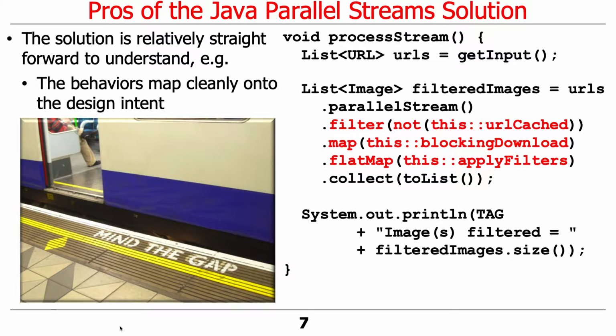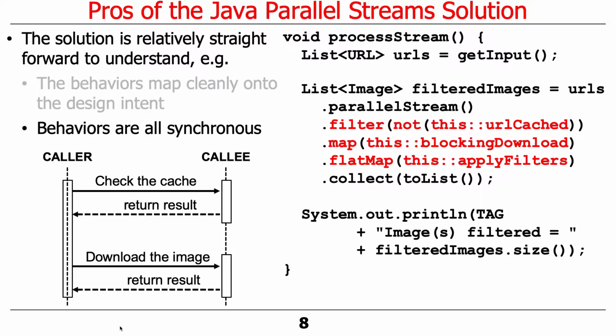And the nice thing about this code is it maps very cleanly onto the design intent. So we're taking a list of URLs, we're ignoring ones that are already cached, we're downloading the ones that aren't cached, we're applying filters to them, and we're storing the output, right? That's the description in a nutshell. That's what the code looks like. And you could compare and contrast that to lower level ways of doing this that don't use streams, and I think you'd agree there'd be much more accidental complexity blurring the actual behavior.